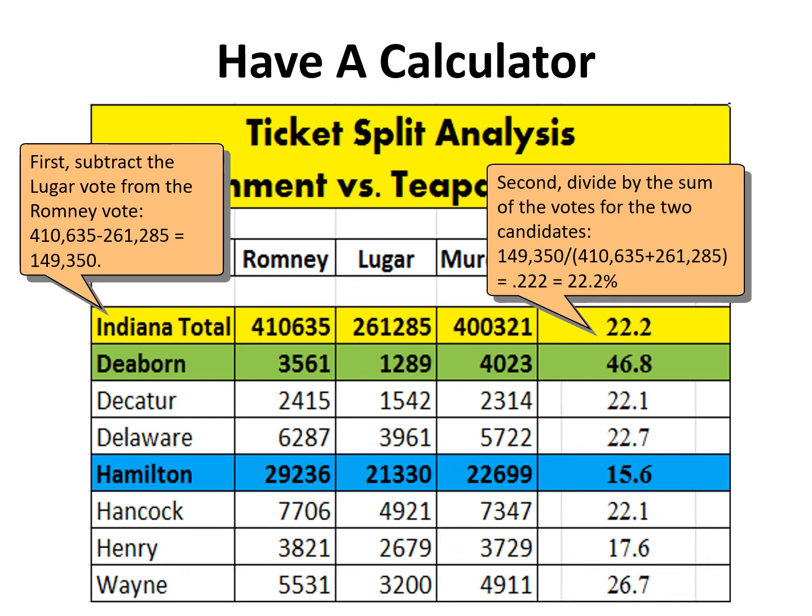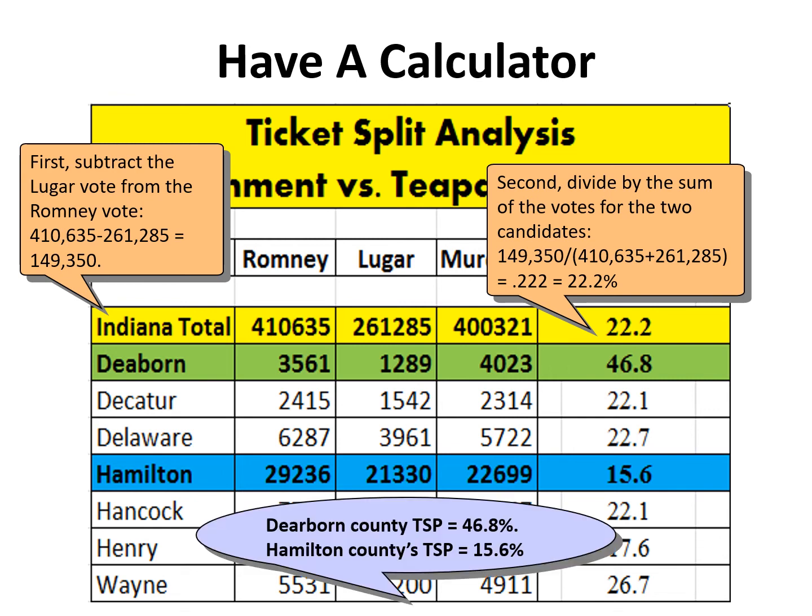Now, we know the TSP percentages for each precinct, township, and county. We can do this by making the same calculation over and over again, or any other geographical division that you choose. And when you do this, you will be in a better position to target your limited resources where you have the best chance of convincing those that might be swayed to split their ticket for your candidate. So, for example, in Dearborn County, the ticket split percentage is 46.8%, but in Hamilton County, it was only 15.6%.